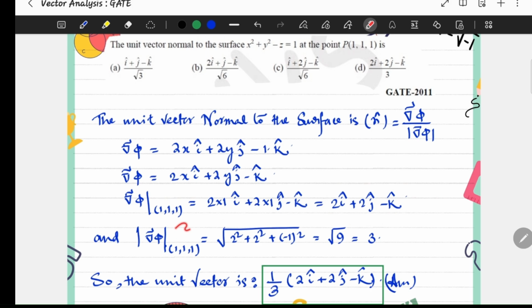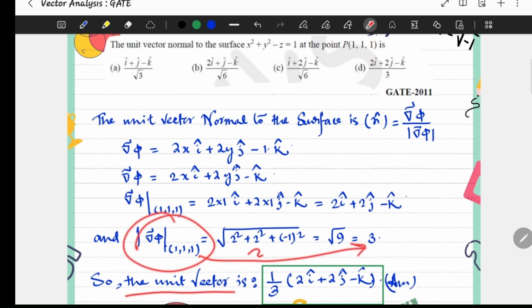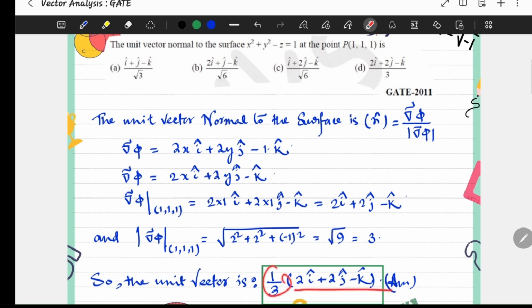Now what is the modulus of this vector? It is 3. So the unit vector is grad phi by modulus of grad phi. Okay, done. समझ में आया क्या? ठीक है.